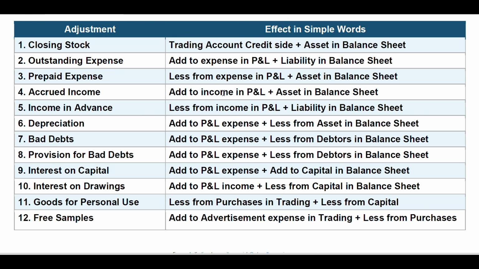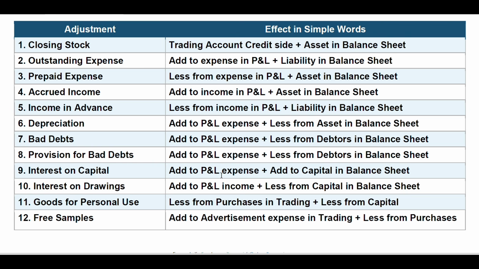Accrued income: add to income in profit and loss plus asset in balance sheet. Income in advance: less from income in profit and loss plus liabilities in balance sheet. Depreciation: add to profit and loss expenses plus less from assets in balance sheet. Bad debts: add to profit and loss account expenses plus less from debtors in balance sheet. Provision for bad debts: add to profit and loss account expenses plus less from debtors in balance sheet.